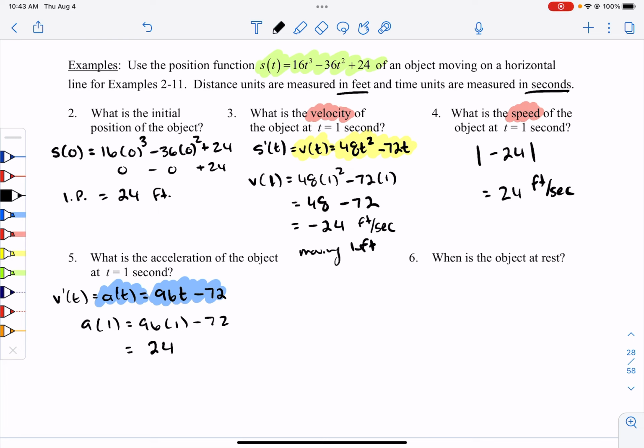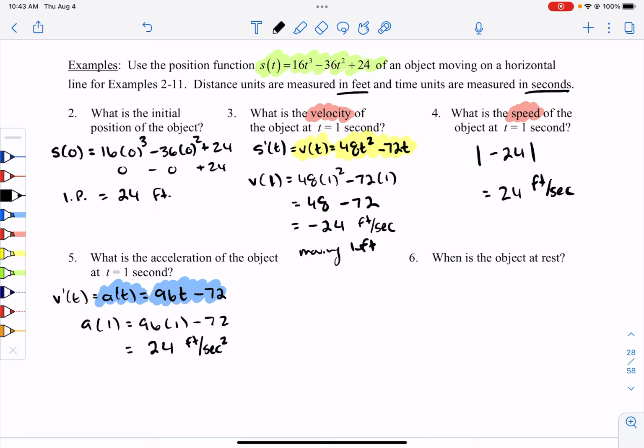But we're going to use them to practice so that at least if it does, you know what they are. My acceleration units are feet per second squared, because it's how much your velocity is changing. So 24 feet per second squared is my acceleration. What does that mean in the real world? That means I am accelerating to the right.